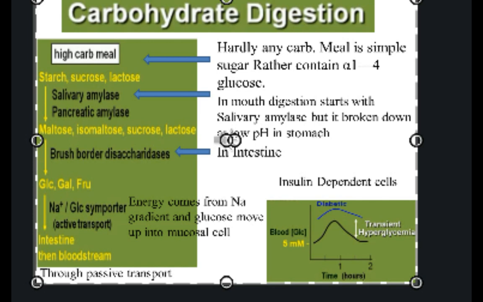In a diabetic patient, this parabola is not found, meaning their glucose level always remains high in the blood, because this hyperglycemia is caused by deficiency of insulin, either in type 1 diabetes or type 2 diabetes. So their glucose absorption is not uniform.